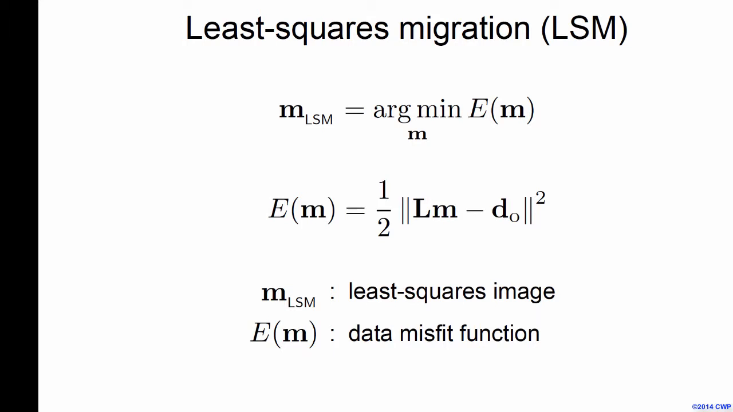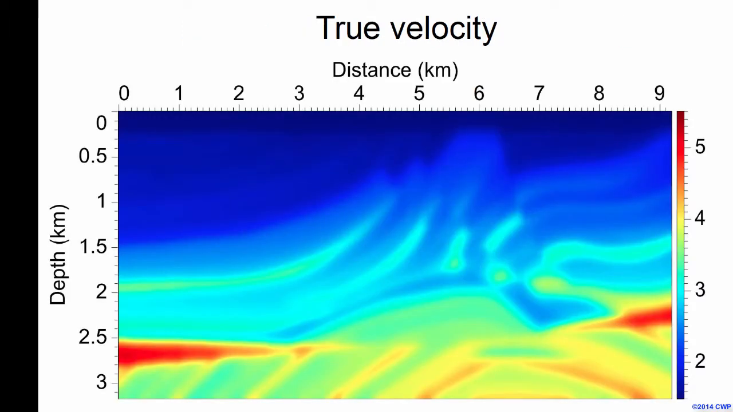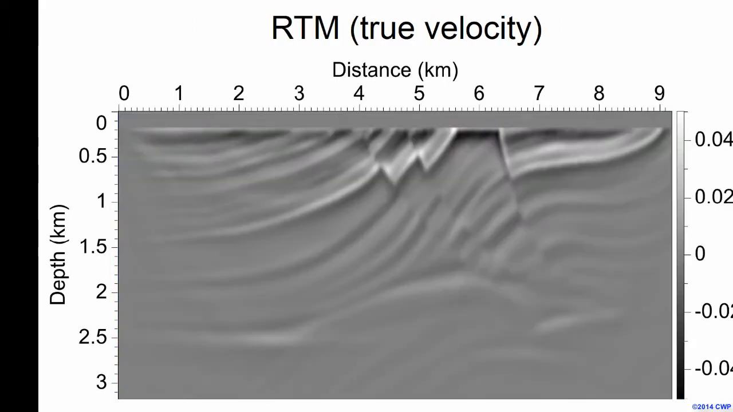And we solve this typically with just conjugate gradient iterations, for example. So let's look at a synthetic example here. Here's the true velocity, which is a smooth version of the Marmousi model. And now here's the RTM image, the reverse time migration image computed for the true velocity. I'll just remind you here that this image was computed with just a simple application of L transpose.